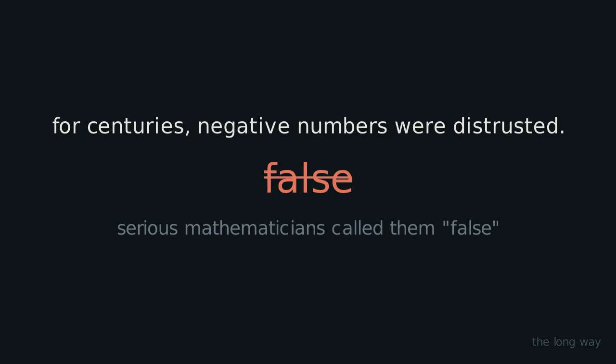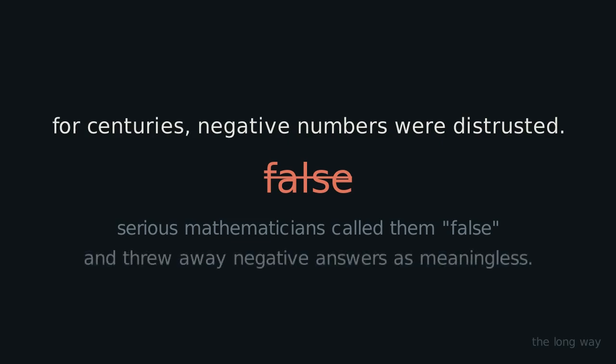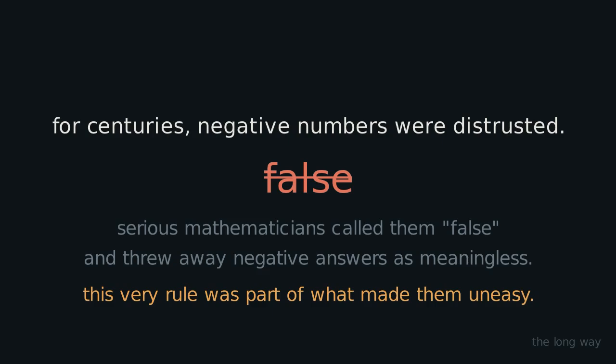None of this was obvious historically, by the way. Negative numbers themselves were treated with deep suspicion for centuries. Serious mathematicians called them false and threw away negative answers to their equations as meaningless. This very rule, two negatives making a positive, was one of the things that made people uneasy about negative numbers in the first place. It took a long time for everyone to accept that these numbers behaved consistently and earned a place in the system people already trusted.